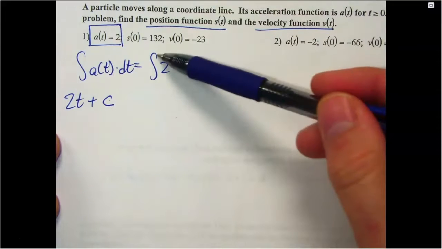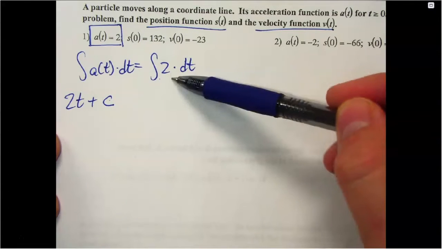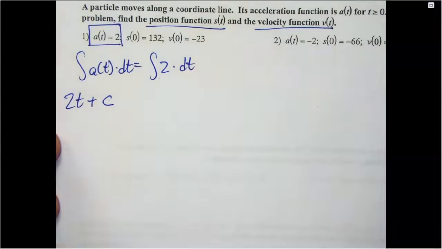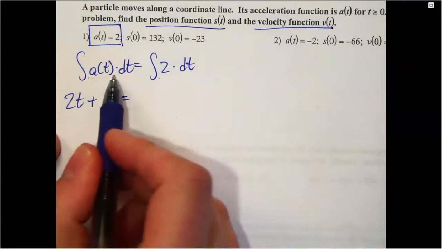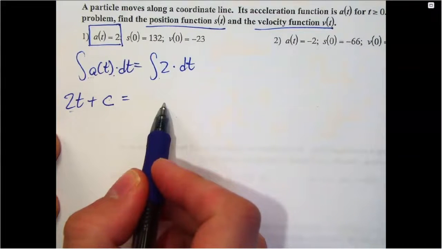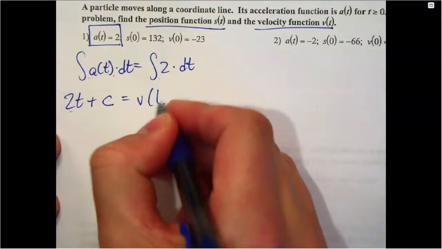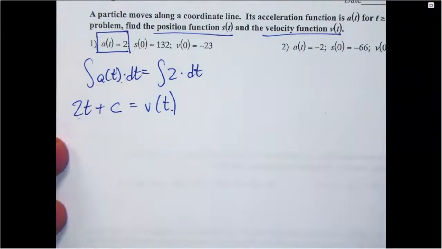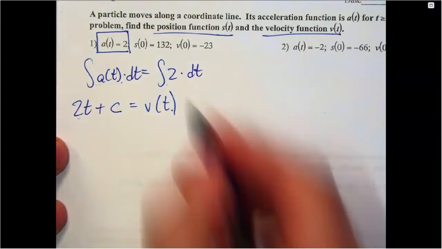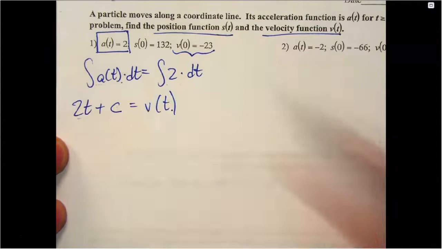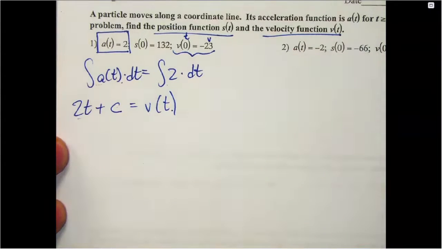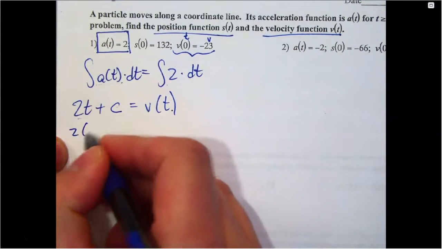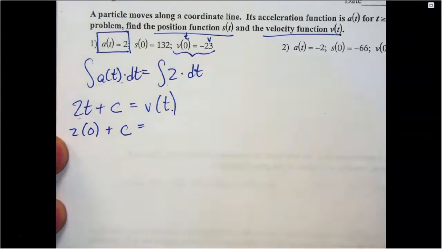But there are no limits of integration here, no boundaries. So there is a plus c, and it matters this time. We're going to find c. We never really worked with it before, but now we're going to. If I've integrated acceleration, this now equals velocity. Then I use these two things to plug in. This is your t, and this is your v. So this is 2 times 0 plus c equals what?